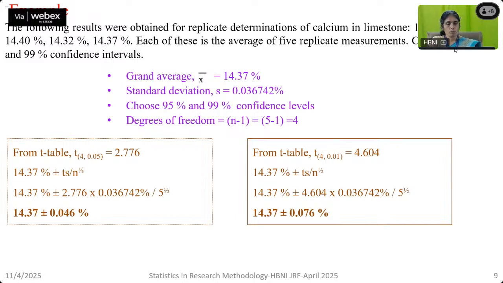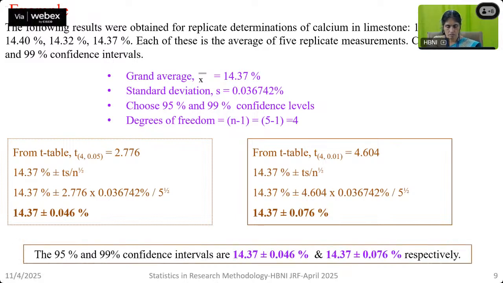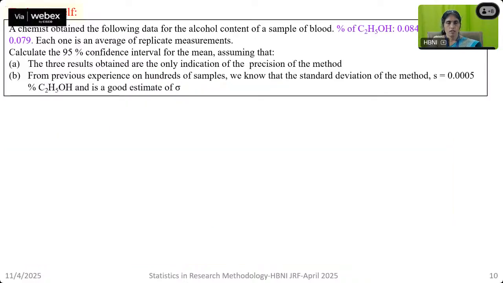So 14.37, the mean value remains the same. Only the confidence interval is larger when you apply higher confidence level. So you can have a feel of all the things. In this third question, all of you may try yourself also. The answers are followed here itself.